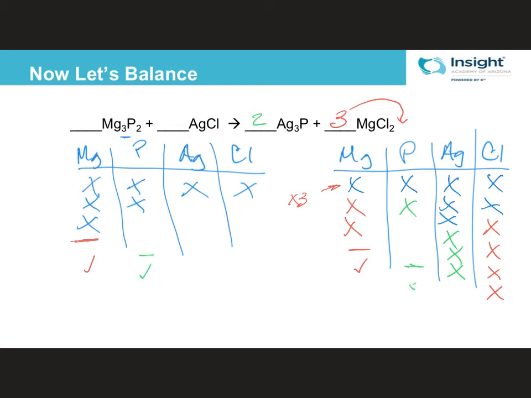So now let's go to fixing silver. So I've got 1 here, 6 over here. So I want to multiply that 1 by 6. So that's going to give me 2, 3, 4, 5, 6. But that's also going to multiply by my chlorine, so it's going to give me 6 there. So hopefully you came to that same conclusion when you did it, of 1 magnesium phosphide, 6 silver chlorides makes 2 silver phosphides, and 3 magnesium chlorides.